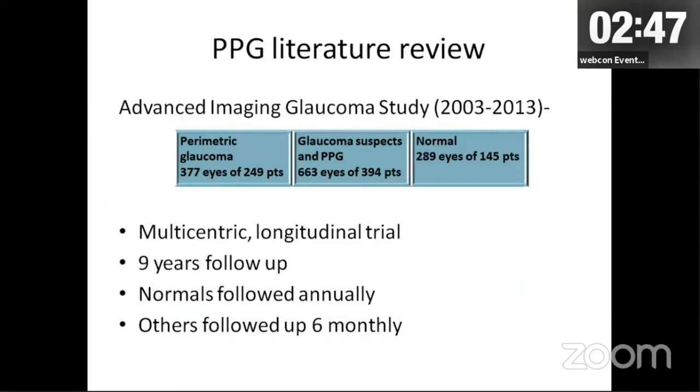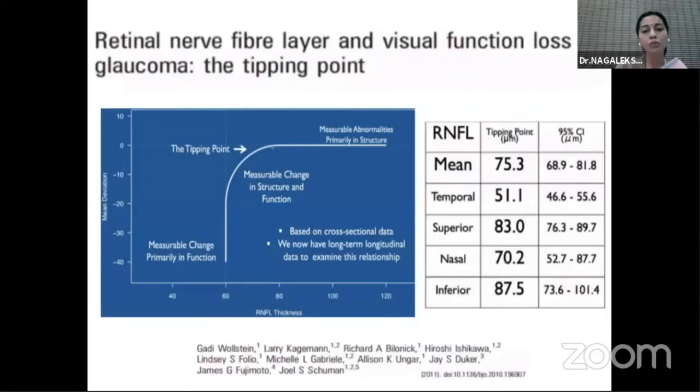Talking about how OCT is reliable in pre-perimetric disease, I would like to mention the Advanced Imaging for Glaucoma study, where about 377 eyes with pre-perimetric glaucoma were followed up for about 9 years. It was found that the measurable abnormalities primarily happened in structure up to a tipping point, and then in structure and function, and then it became purely functional.